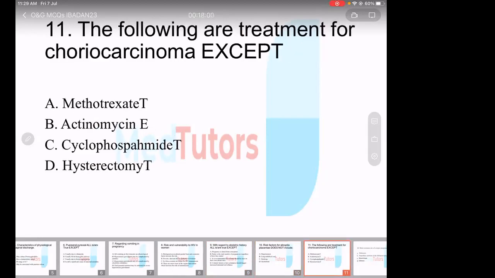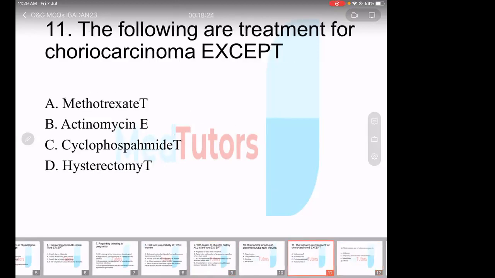The 11th question says, the following are treatment for choriocarcinoma except A, methotrexate, B, actinomycin, C, cyclophosphamide, D, hysterectomy. So the only thing that will say B is the answer here is because it says actinomycin E. Actinomycin D is the one that is being used for treatment. All the other options are treatment options.